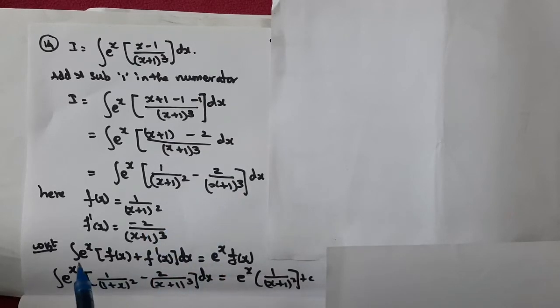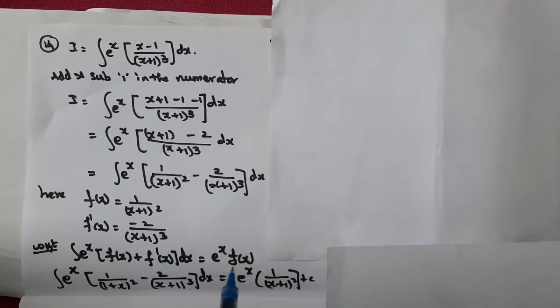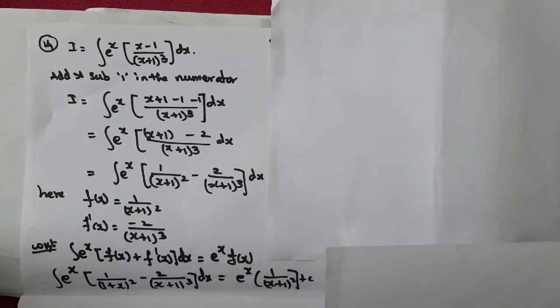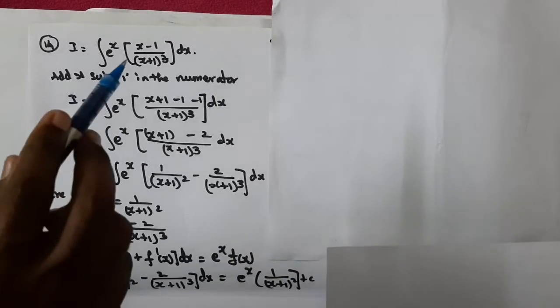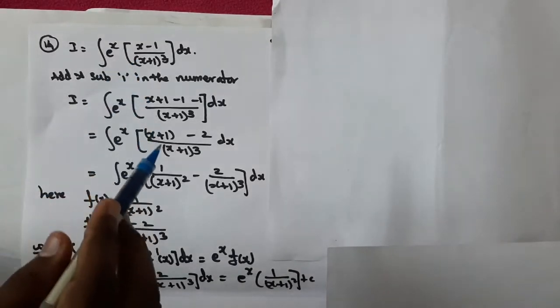So we compare it with the formula: integral e power x of f of x plus f dash of x into dx will be equal to e power x into f of x. So e power x is there, f of x is 1 by x plus 1 the whole square, then f dash of x is minus 2 by x plus 1 the whole cube into dx equal to e power x into f of x, the value 1 by x plus 1 the whole square, plus c. It is the most important sum, but very easy. This part, the separation part, you must know very well, right?